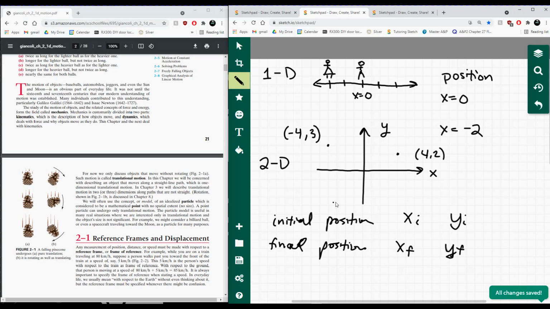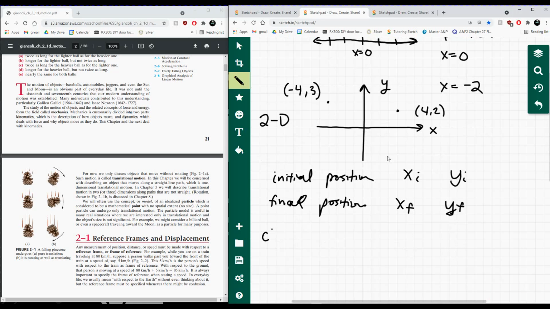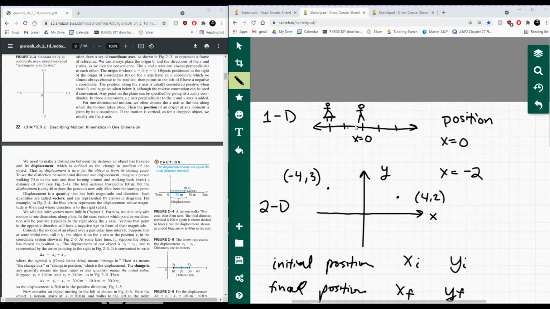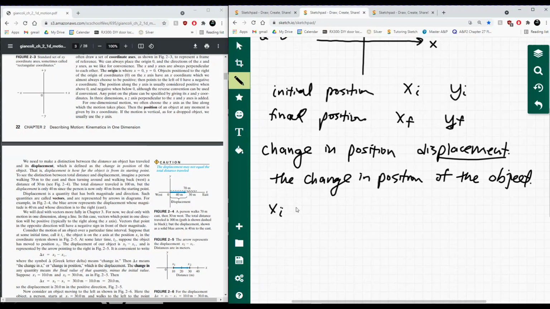When we wish to find how the position changes from initial to final, we call that change in position a term called displacement. Displacement is defined as the change in position of the object. When we go back to the one-dimensional case, suppose that you have the starting position. You say your initial position is equal to 0 and your final position is equal to -2. Let's call this condition A. In condition B, we have the opposite, in which your initial position is located at x equals -2 and your final position is located at x equals 0.